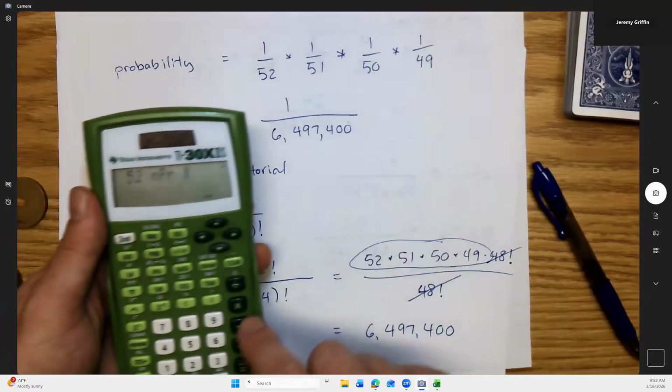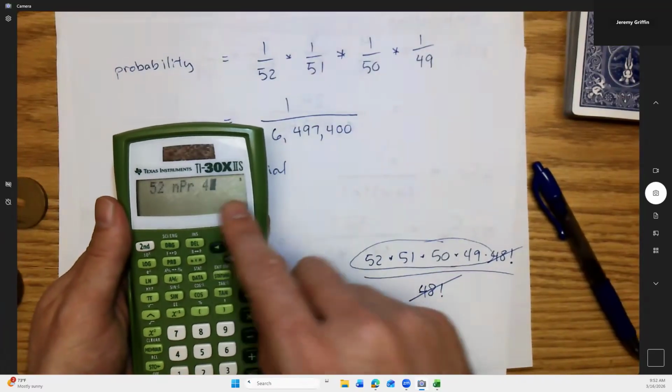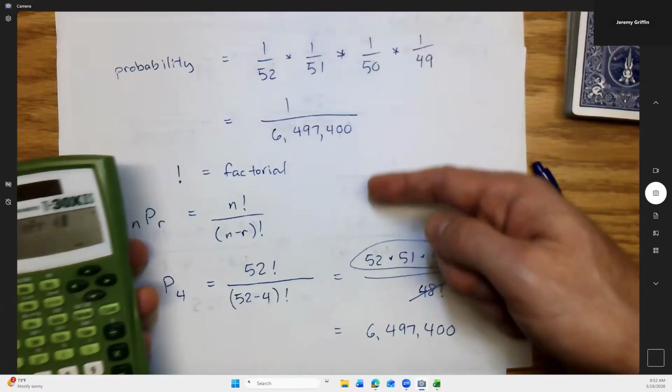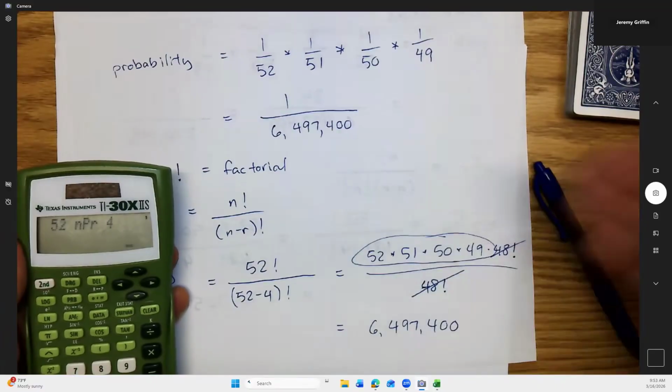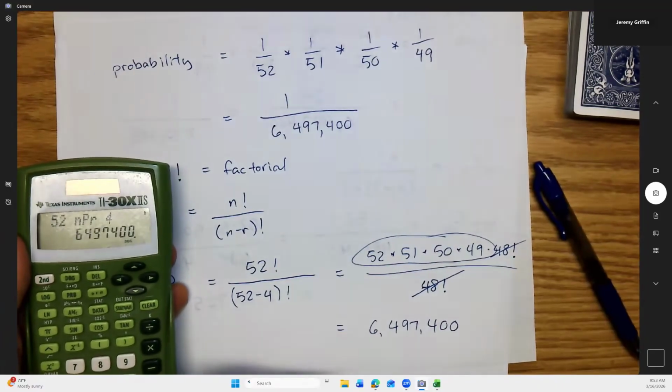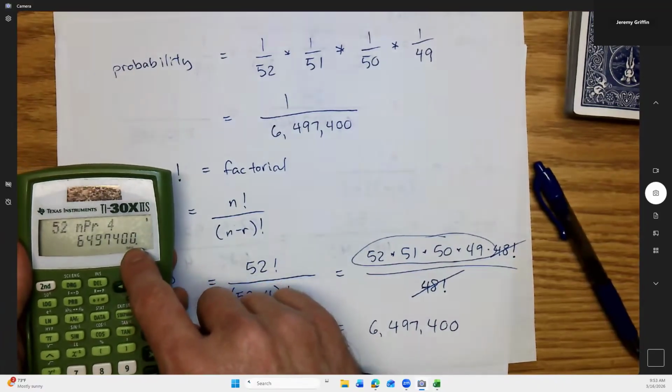We'll go back to this one, and I'm going to choose 4 cards. Caring specifically about the order, there should be about 6.5 million different permutations of 4 cards I can choose. Let's see if it does that. Yeah, look at that. The calculator did all that for me.